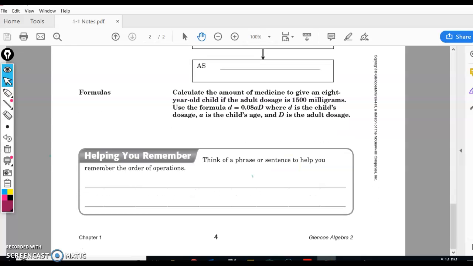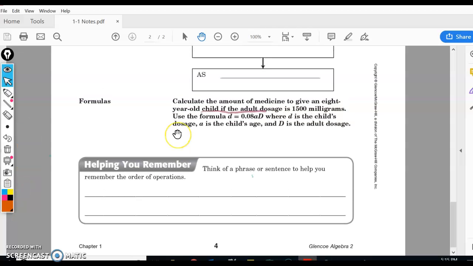So we're going to calculate the amount of medicine to give an 8-year-old child if the adult dosage is 1,500 milligrams. We're going to use the formula d equals 0.08 A times D. You know it's a formula because of the equal sign, where d is the child's dosage and A is the child's age, and capital D is the adult dosage. Think about how you would solve for this problem.